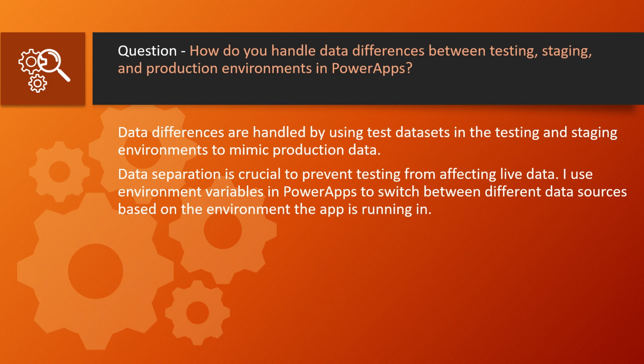And in our case, mostly we use environment variables in the Power App to switch between the different data sources based on the environment. So in this case, we don't need to make any change in the code. We can use the environment variable and just call that environment variable in our code. And whenever we are in development, we can set the development value. In staging, we can set the staging value in the environment variable, and the same for the production environment.